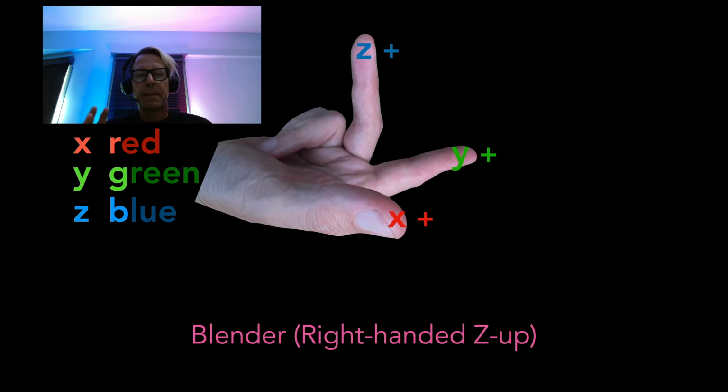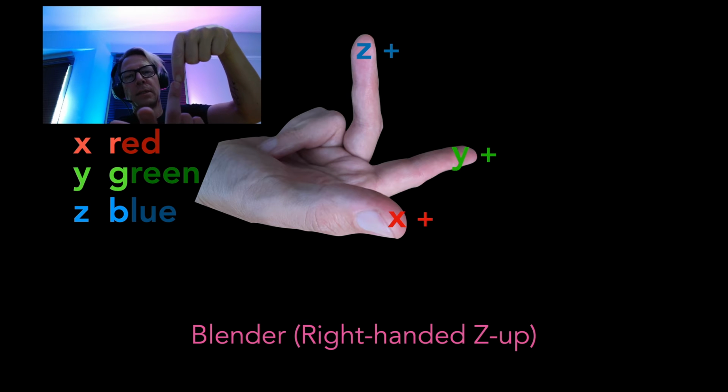The thing that really helps keep it solid in my brain is always remember Z is blue, and it's my middle finger. Y is my index finger, and it's green, and X is my thumb, and it's red. And so if they say Blender is right-handed Z up, I take my right hand, I make the cubey shape, and I point Z up. So here's right hand, Z is up. This is Z.